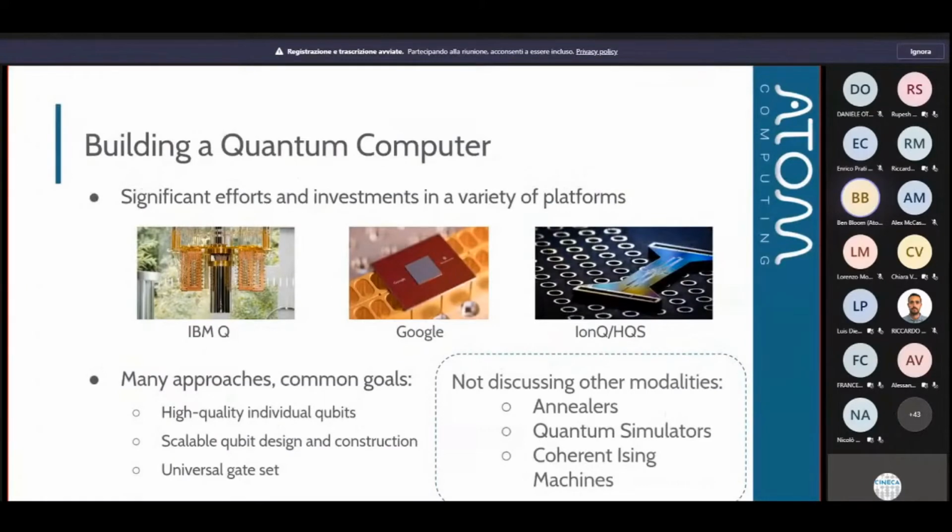Obviously, there are lots of efforts going on to try to build a quantum computer, whether with superconducting qubits like IBM or Google, or with trapped ion systems like IonQ or Quantinuum. There are essentially many approaches, but they all share a set of common goals, which is high quality individual qubits, scalable qubit design and construction, and a universal gate set. So I'll talk a little bit about why neutral atoms are actually quite a good fit for this, and I'll start to show off results for how we're actually delivering on these promises.